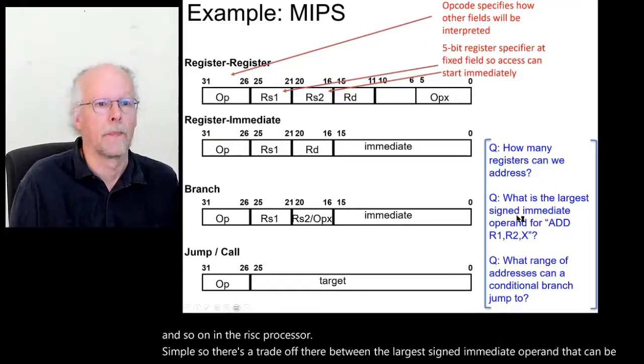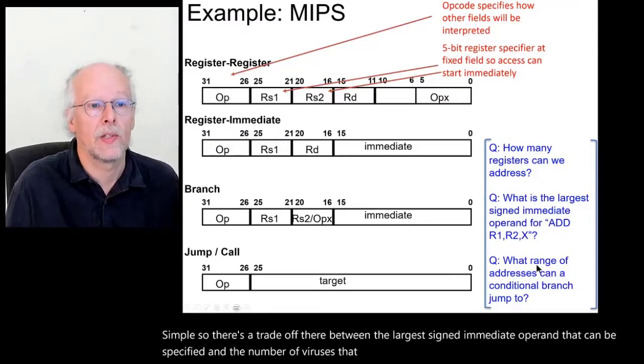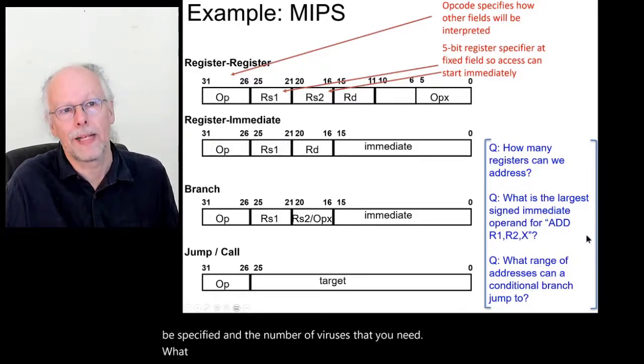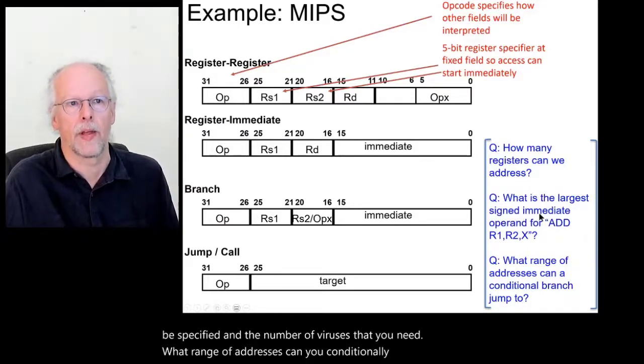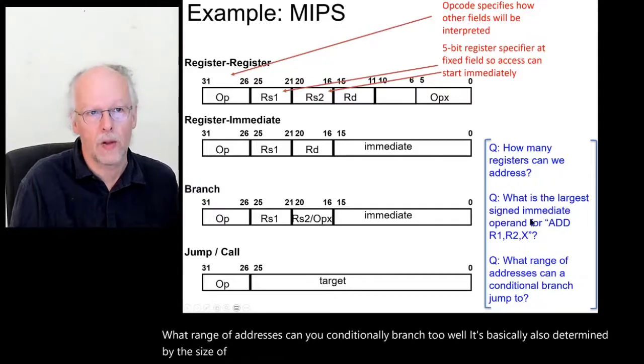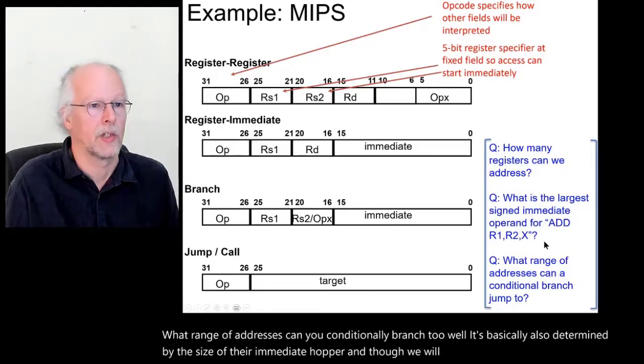What range of addresses can you conditionally branch to? Well, it's basically also determined by the size of that immediate operand, though we will scale this value by 4, as I mentioned before.